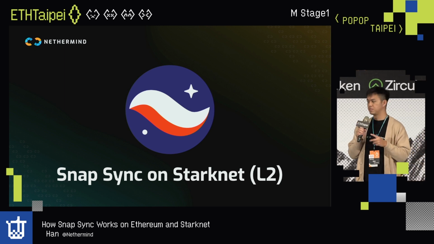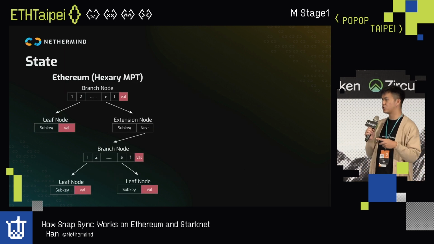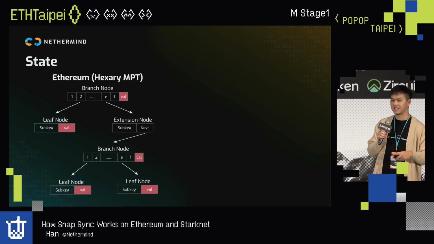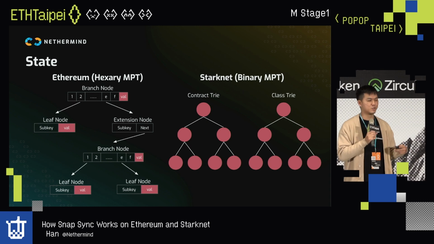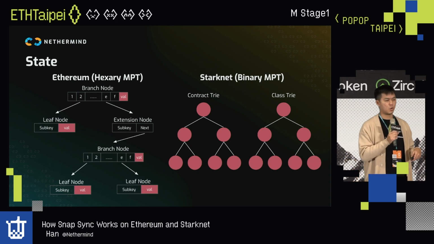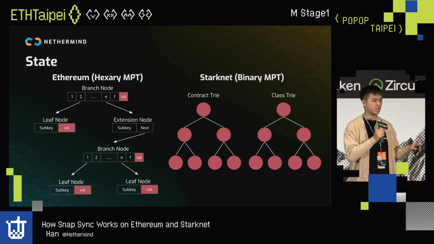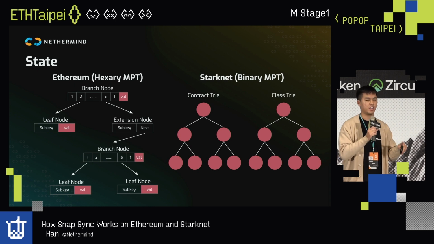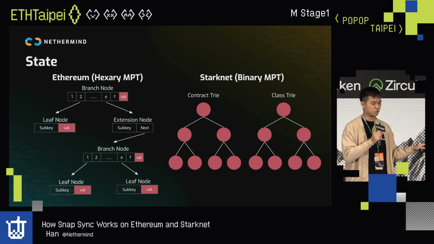So, how would it work on Starknet, or how would it work in L2s? First, let's understand the differences between Ethereum state and also Starknet state. So, this is how the actual state trie on Ethereum looks like. It's a hex array MPT, as I mentioned. And on Starknet, it actually uses a binary MPT. But there are two things here. I mean, two tries. One trie is called the contract trie, which is the exact same thing as the state trie on Ethereum. There's a second trie called the class trie, which I won't dive deeper into, but just remember that there are two tries.